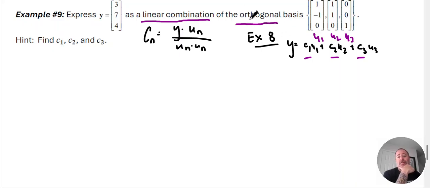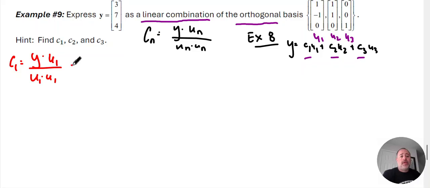It's telling us they're orthogonal, and now it's asking us to express y as a linear combination with these orthogonal bases. In example number 8, you see the work for this equation, but it's pretty straightforward to plug stuff in. So we're going to find c sub 1 first, and it's a little tedious, but it's okay. We're going to dot y with our u sub 1, and then also dot u sub 1 with itself.